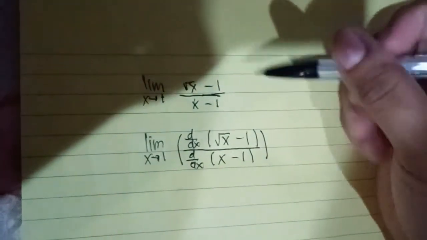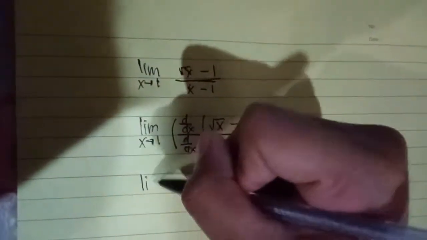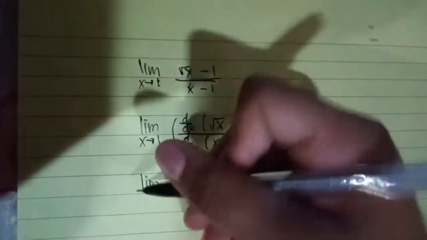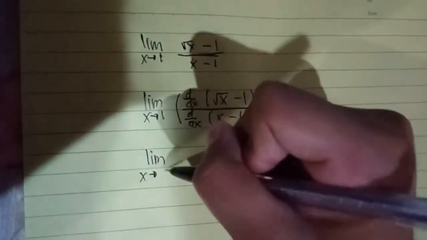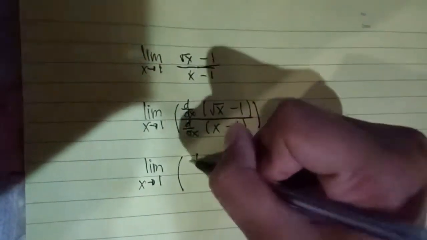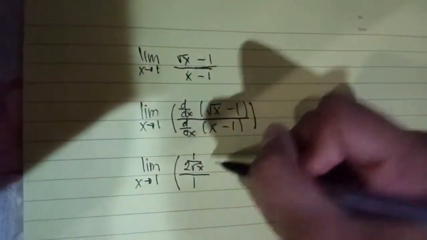So next, we are going to divide. We are going to differentiate. So it will now become limit as x approaches 1. It will now become 1 over 2 square root of x over 1.